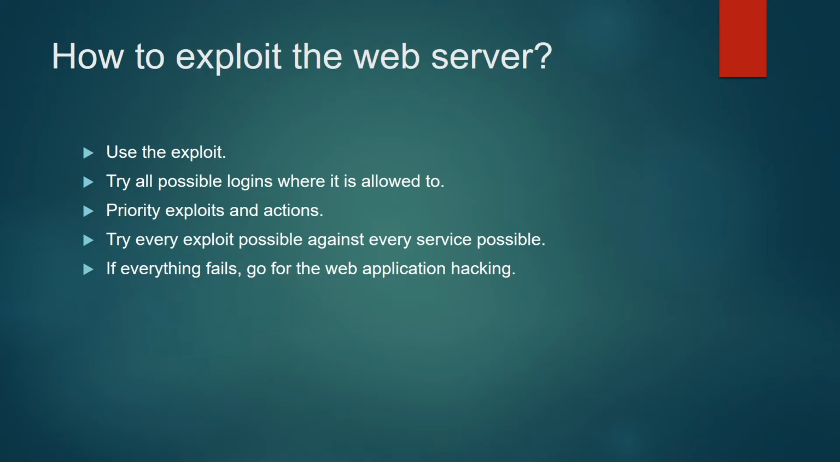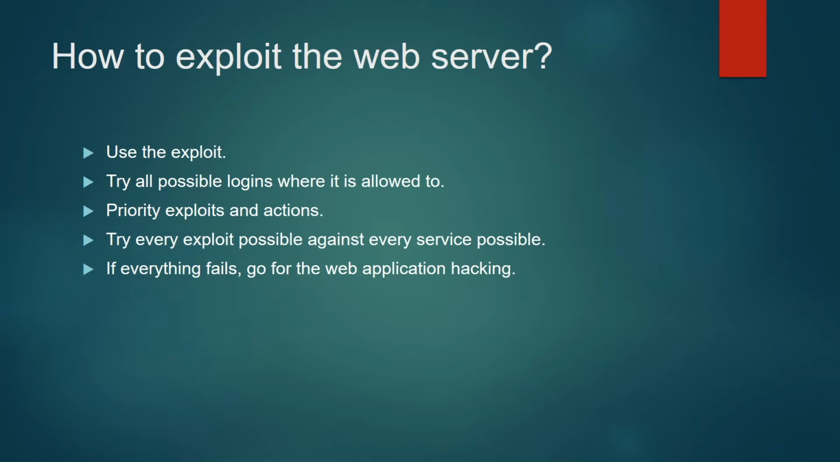Therefore, we need to prioritize our exploits and actions. For example, if we have three exploits that can get a reverse shell, we have to go for the one that is most secure for us. The most secure for us means more stealth, meaning the exploit is less likely to break the system, and so the chance of us getting caught is smaller. That's the criteria by which we need to sort our exploits and actions. We don't want to get caught, so that's why we need to make a priority of every single action and every single exploit out there.